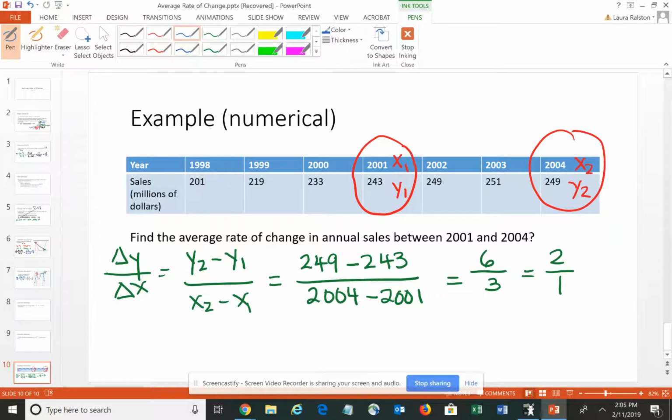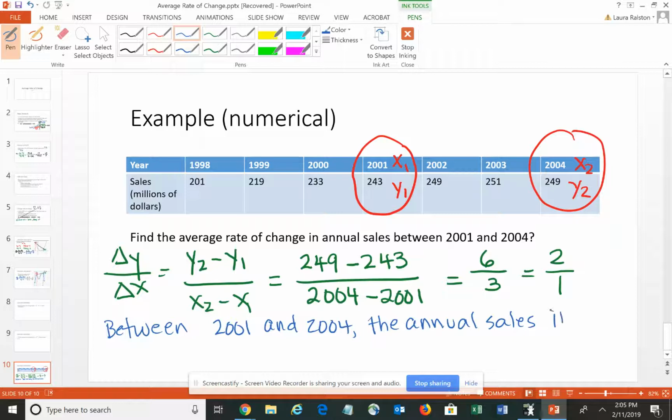This idea of the rate of change being 2, we're basically saying that between 2001 and 2004, the annual sales increased. And I know it's an increase because that rate of change is positive. It increased by $2 million per year.